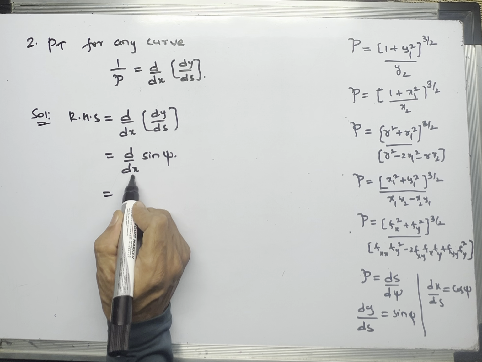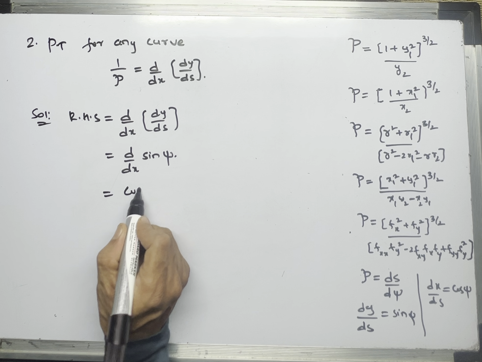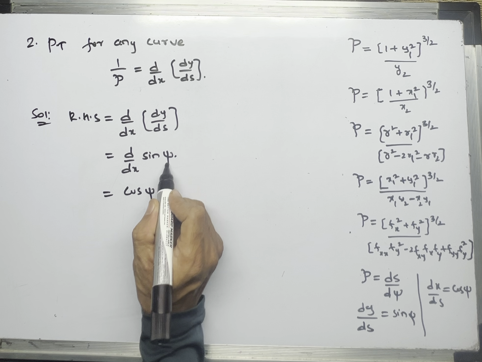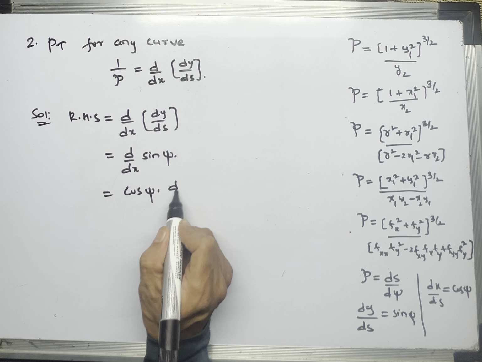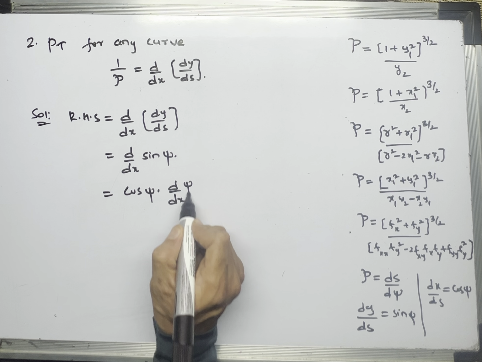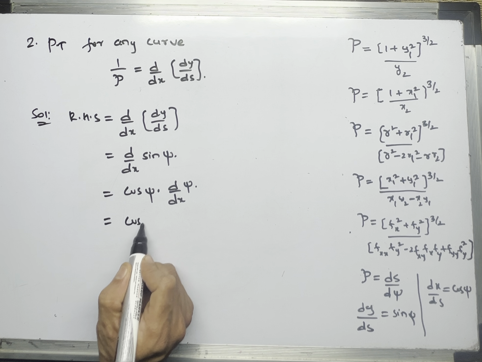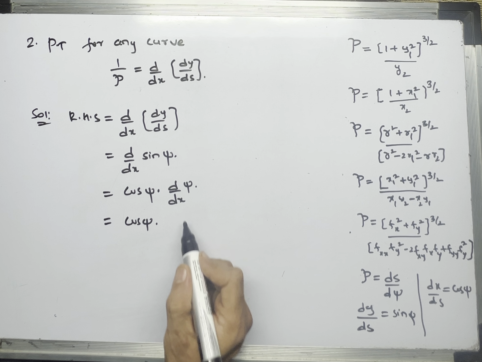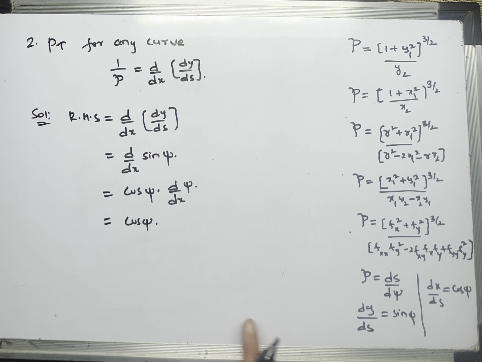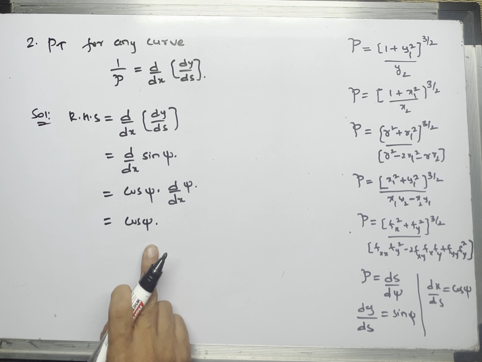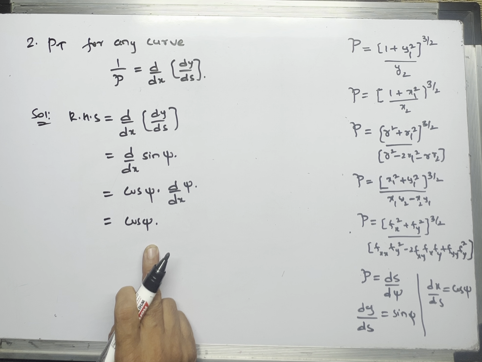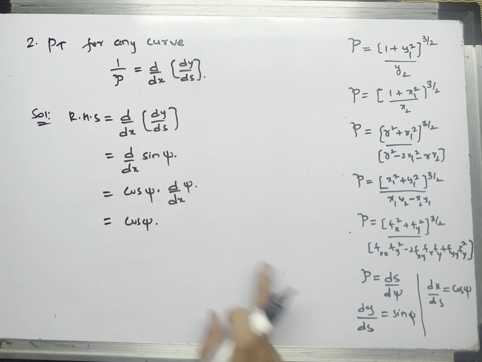Now if I differentiate with respect to x, the sine function gives cos, into the inner function psi. So d by dx of psi gives cos psi times d psi by dx. When cos psi and d psi by dx are given to us, we find that dx by ds is given to us, but there is no psi given.